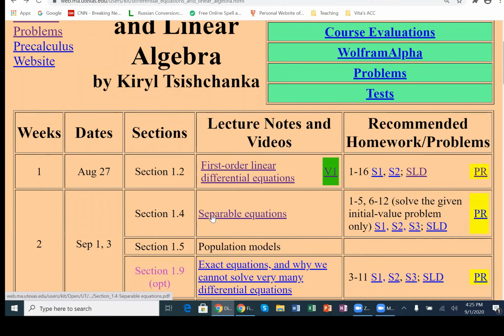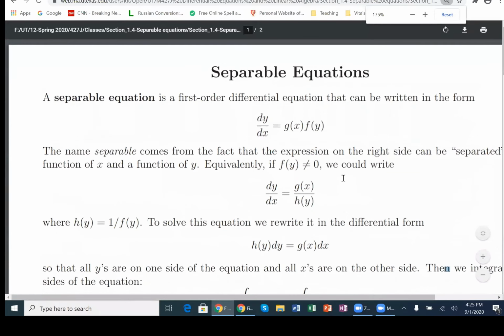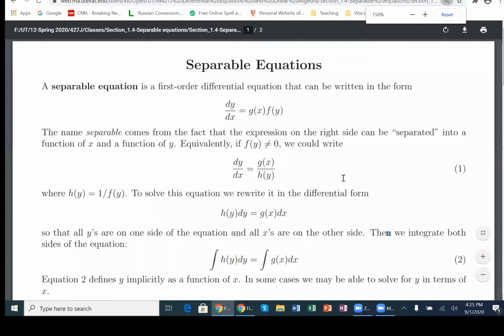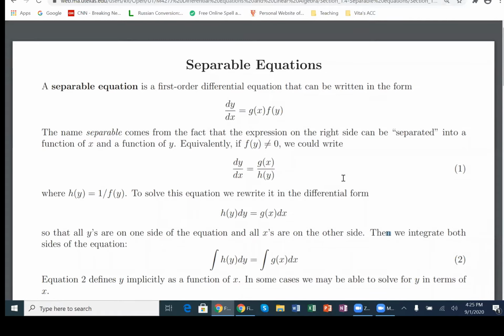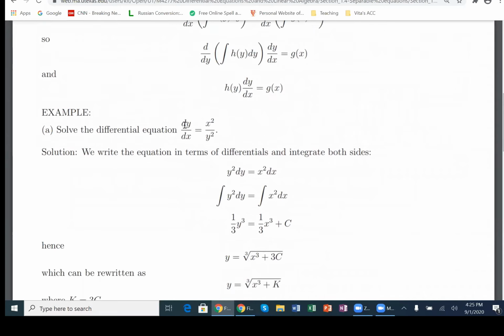Section 1.4, separation of variables method. Basically, we already discussed this method in section 1.2. Let us start with this example. Note that what we see here is not a first order linear differential equation because we have y squared.